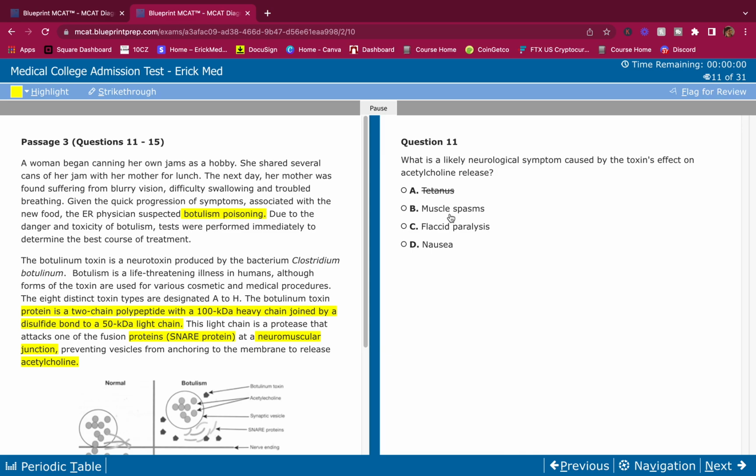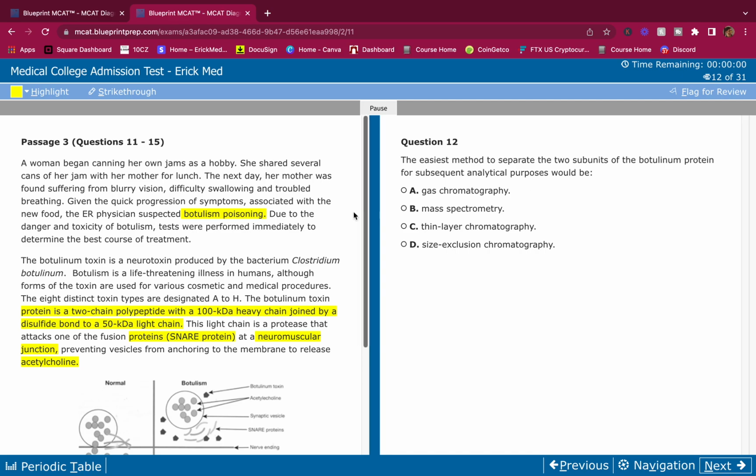All right, muscle spasms. Again, notice how I'm thinking here. The toxin blocks acetylcholine. No acetylcholine, no contraction. Muscle spasms involve contraction, therefore this is not a symptom. We don't have acetylcholine, so we can't contract. Flaccid paralysis is likely to be a symptom. With paralysis, we can't even contract our muscle. That's exactly what's going on here. The toxin stops us from contracting. Flaccid paralysis equals no contraction. Nausea, I don't see why nausea would even relate to anything. This is a neurological symptom. So 11 is C. I'm very confident in my answer choice.